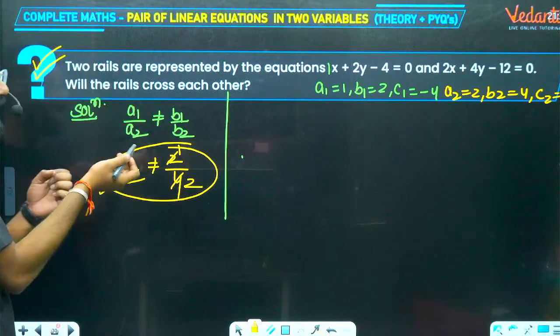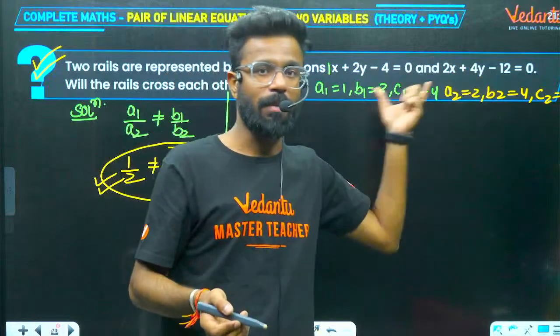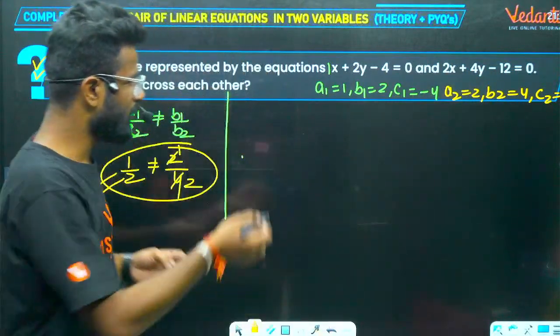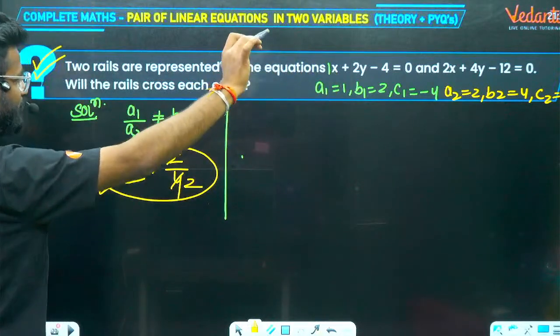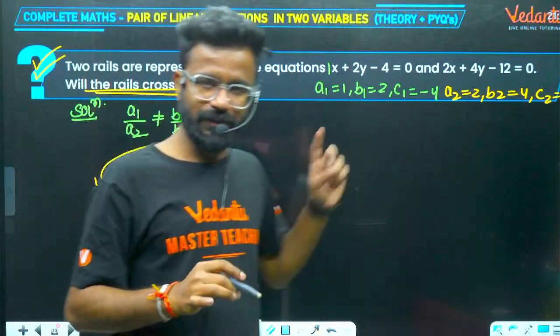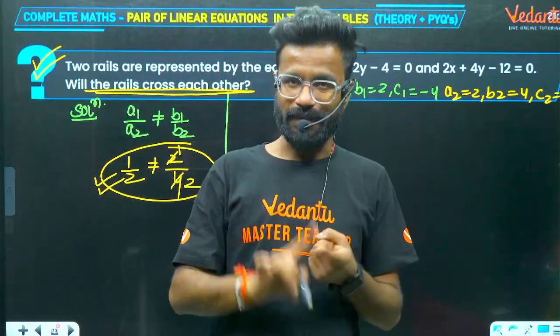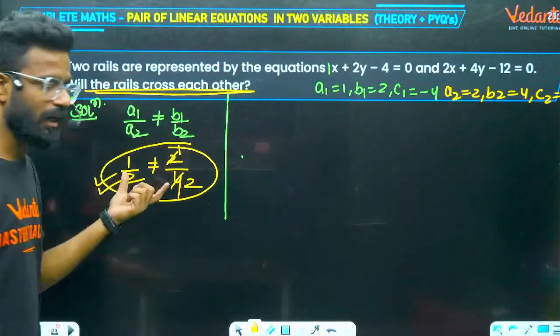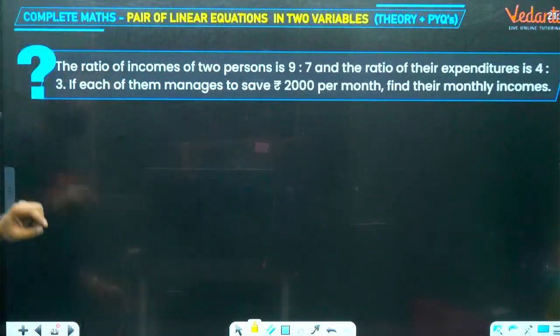So two rails are represented. These are parallel lines. This equation must have parallel lines. They never cross each other. If they cross each other, then they must satisfy the condition of intersecting lines, that is a1 upon a2 is never equal to b1 upon b2.